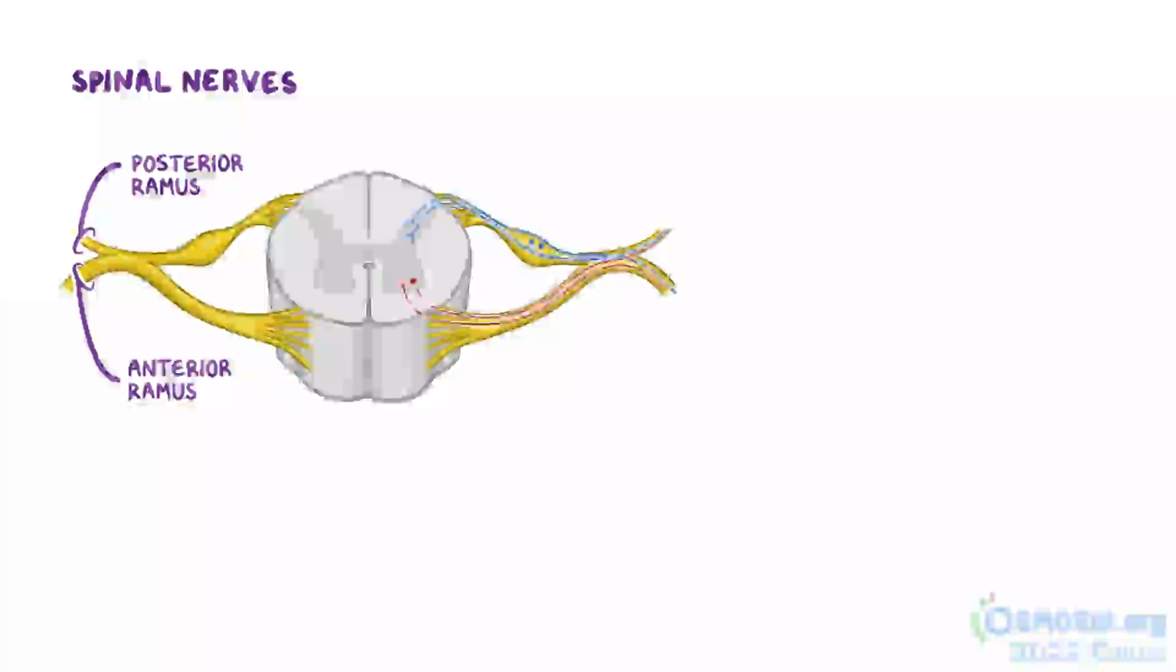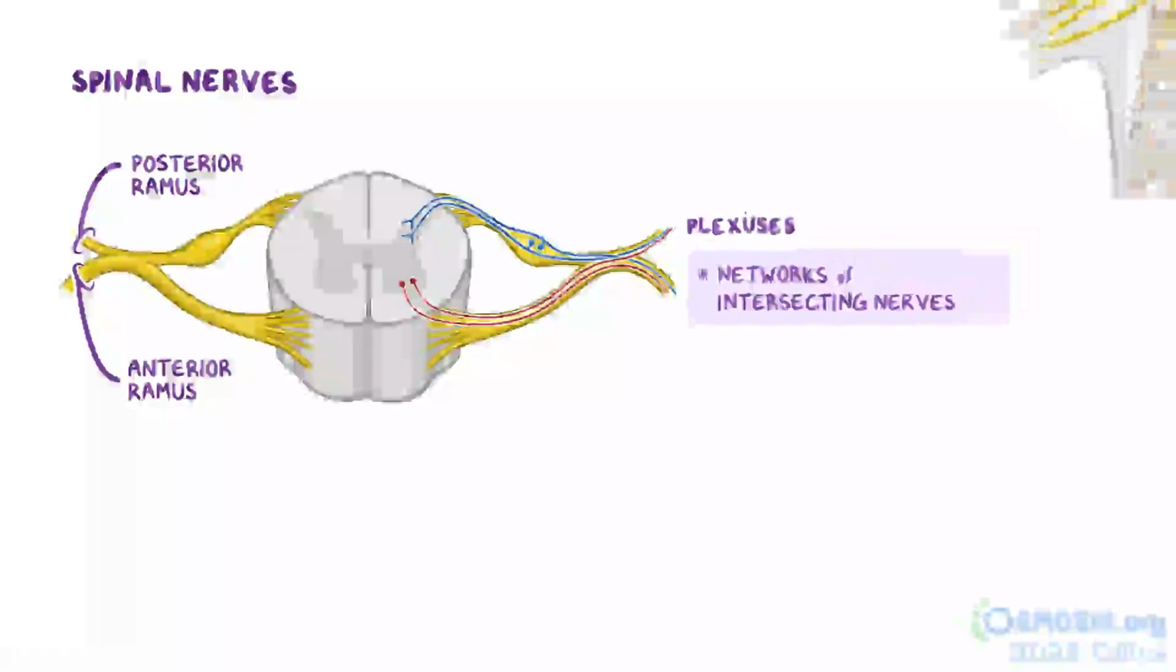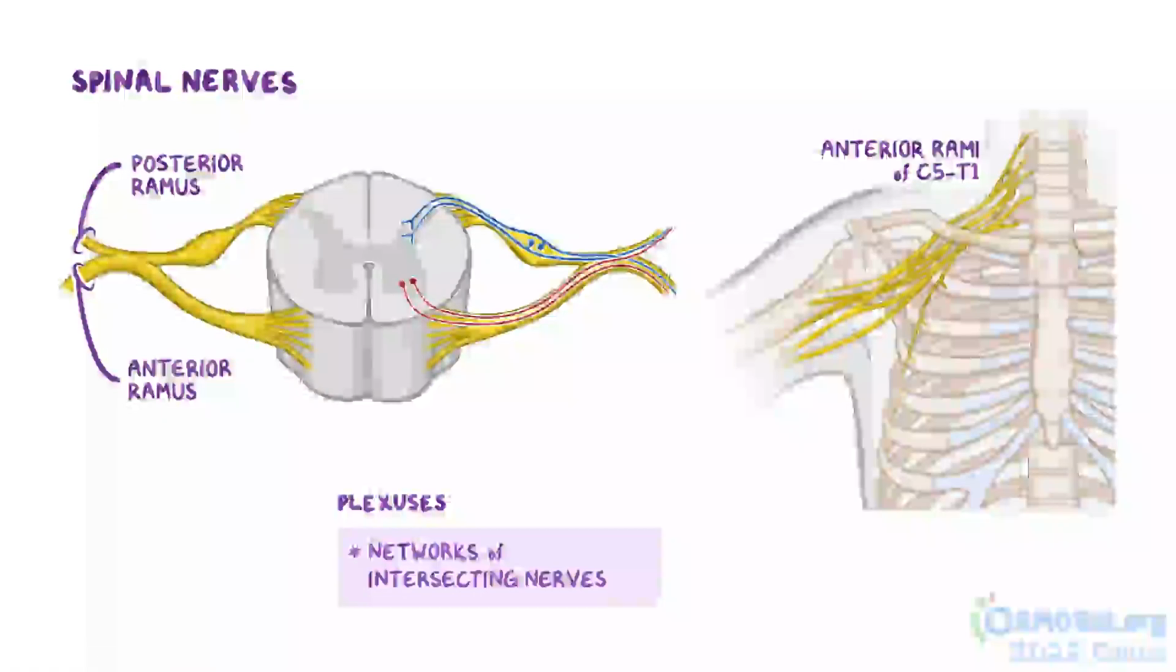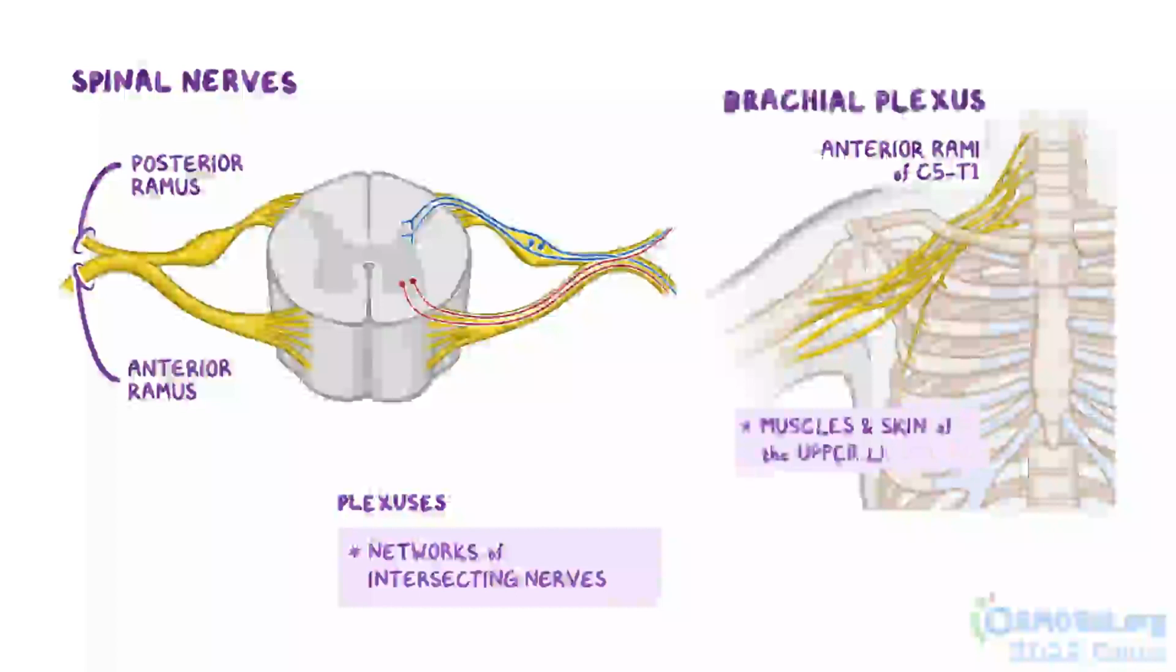These rami, particularly the anterior rami, tend to join and rebranch in complex ways as they continue distally from the spinal cord, forming other nerves and networks of intersecting nerves called plexuses. For example, the anterior rami of spinal nerves C5 through T1 join to form a number of nerves that make up the brachial plexus, which gives branches that supply the muscles and skin of the upper limbs.